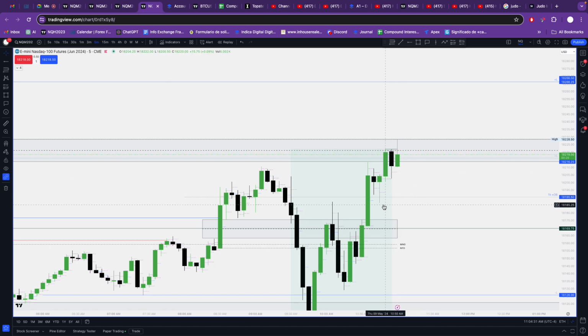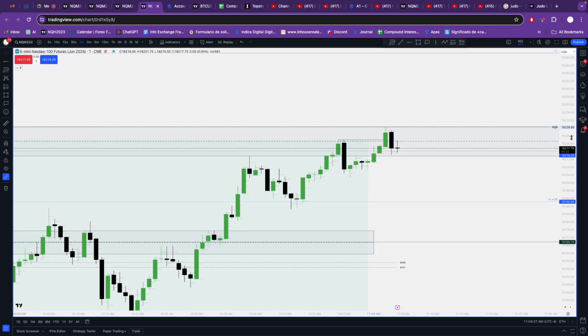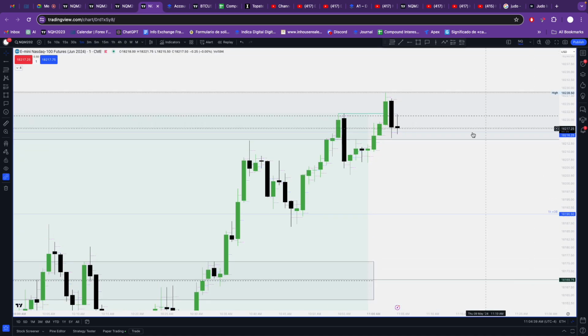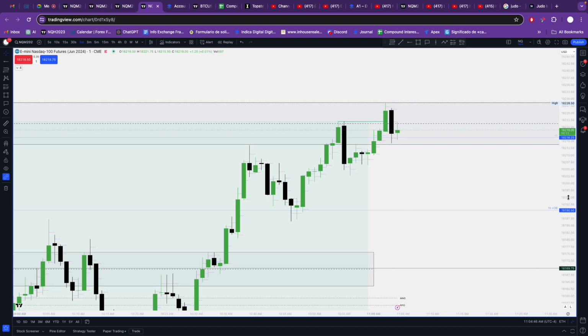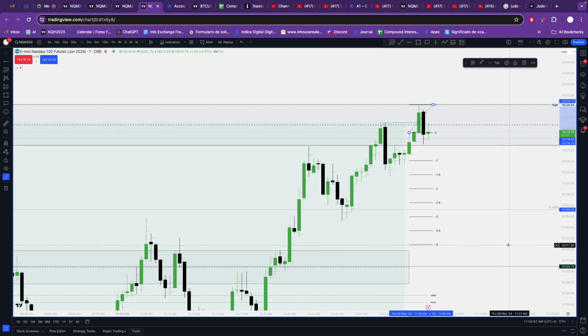Oh, right here. So that's this one right here. No, no, it isn't. Market structure. So here on the 1 minute, this is a 1 minute change in state of delivery because we closed. Okay. I'm just curious. Four is not here.